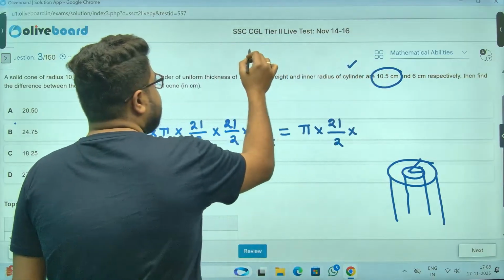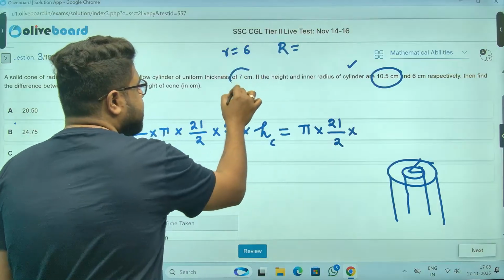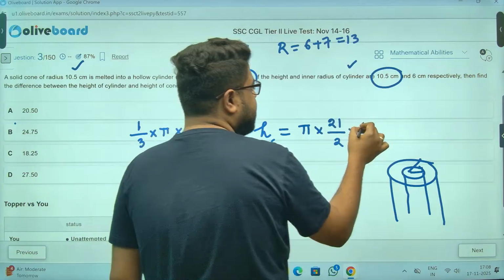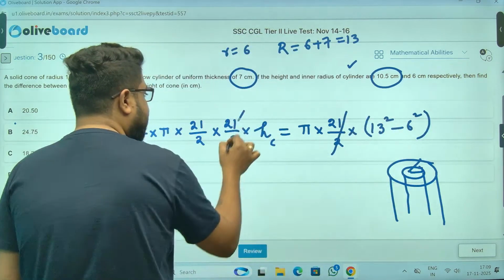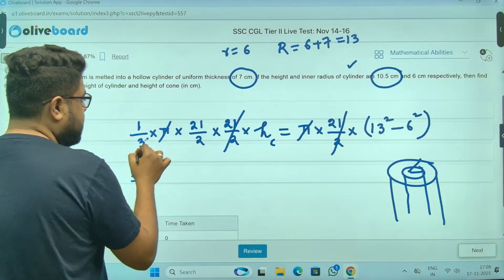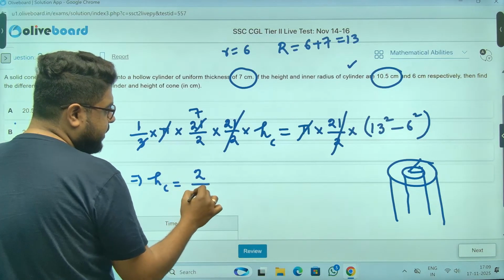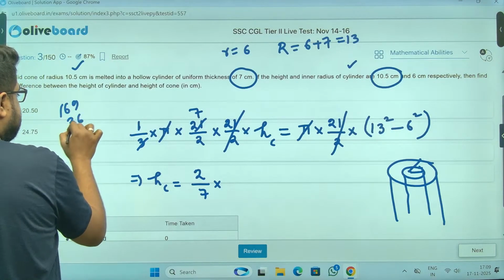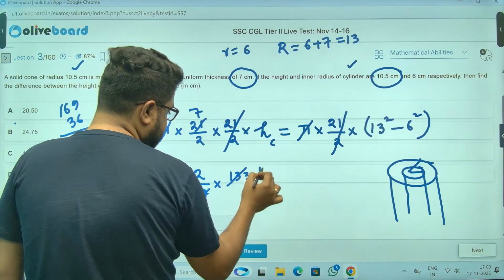Inner radius is 6, this is small r. Capital R will be what? Thickness is 7, so it will be 6 plus 7, that is 13. So 13 square minus 6 square is my equation. 21 by 2 cancels, pi also cancels, 3 7s are 21. So h of cone becomes 2 by 7 into 169 minus 36, which is 133. 7 19s are 133.